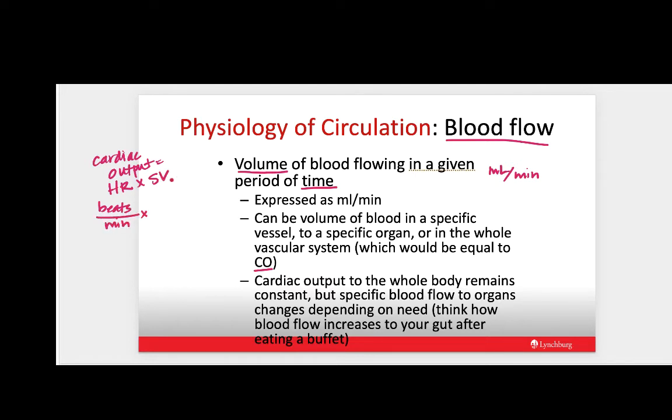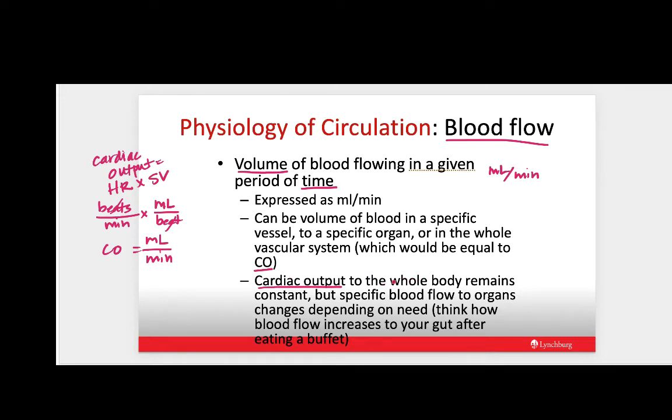times stroke volume, which is how much blood does the heart pump out with each beat. So stroke volume is defined in milliliters per beat. What's the volume of blood that's ejected from the heart with each heartbeat? So these guys are going to cancel out, and we're left with milliliters per minute. And that's cardiac output. So this is an example of blood flow, right, in milliliters per minute. So cardiac output is basically looking at blood flow to the entire body.